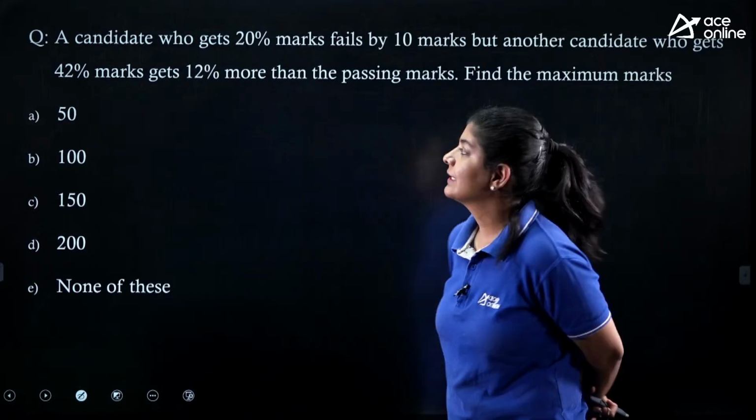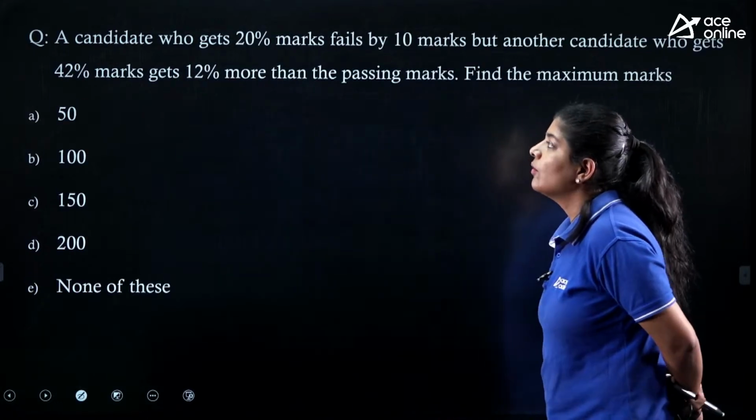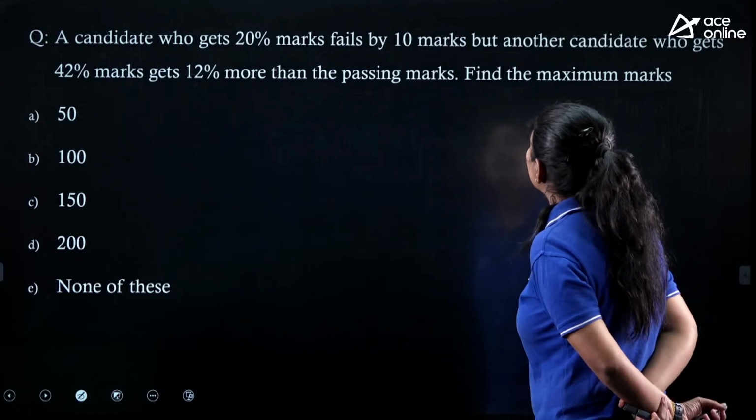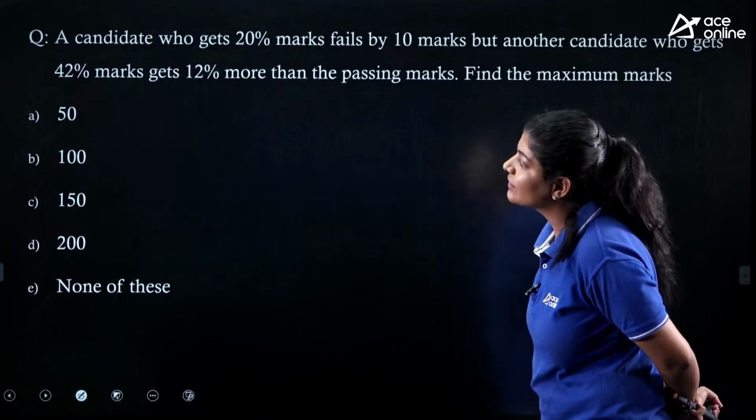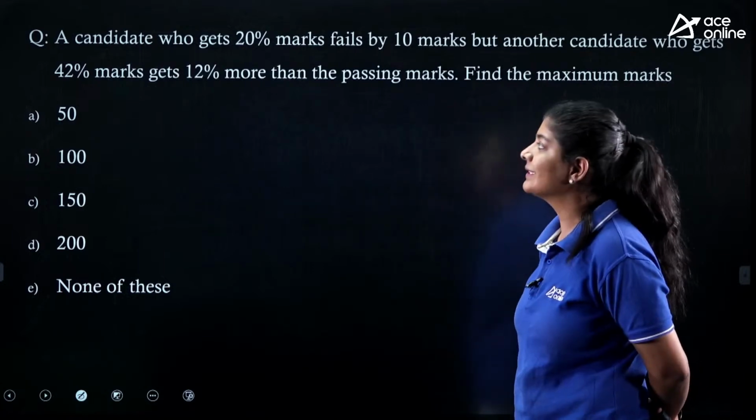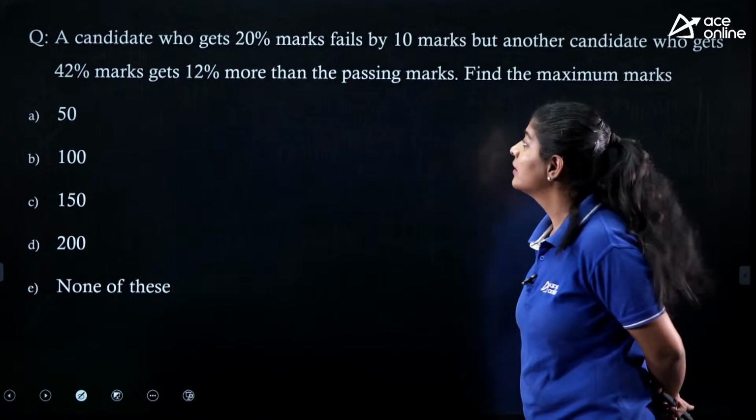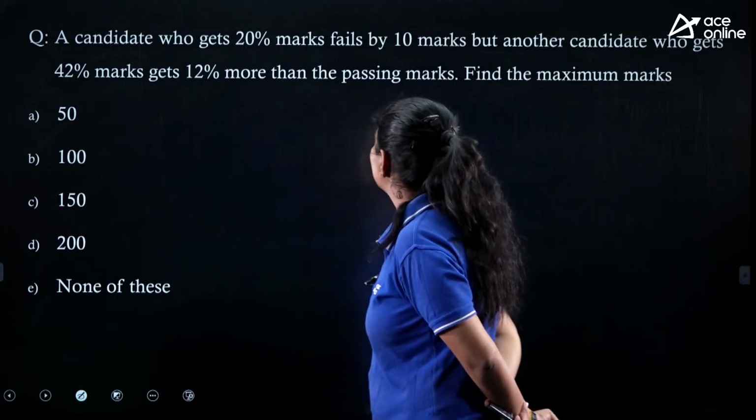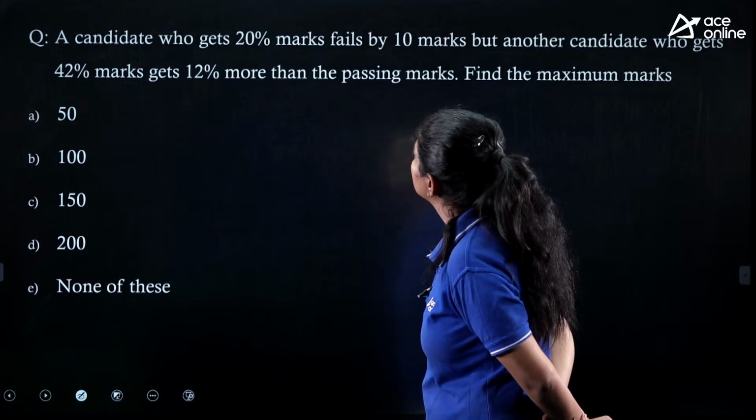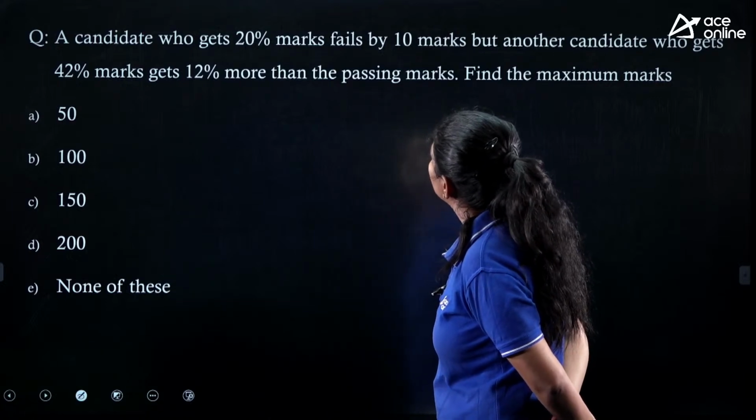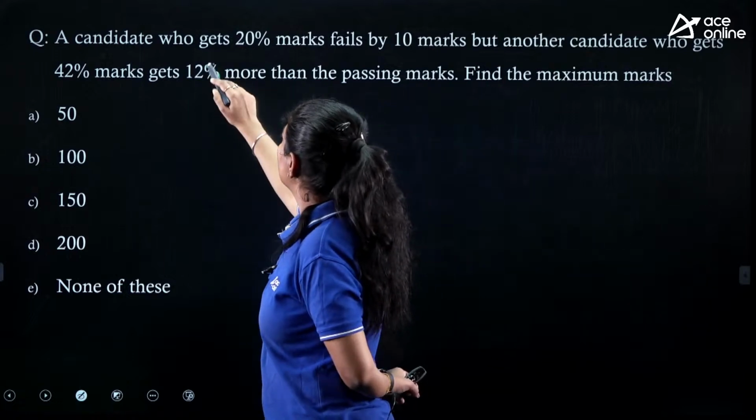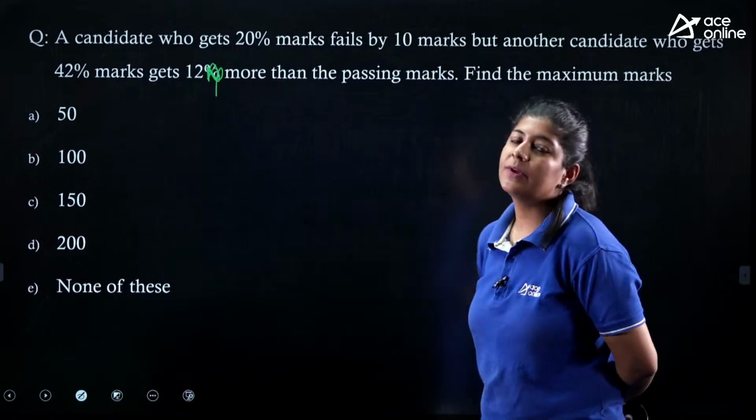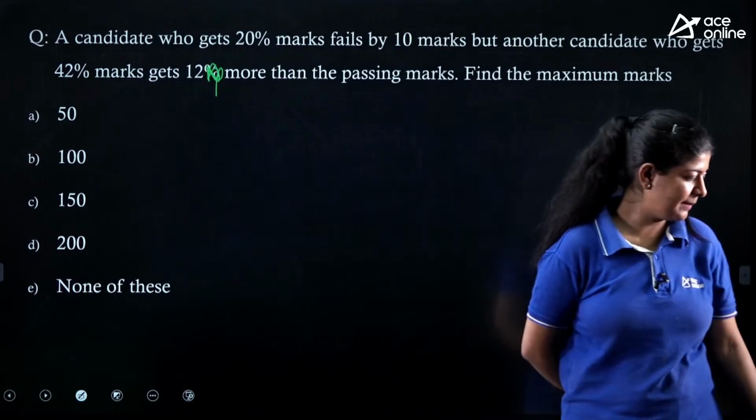The next question says that a candidate who gets 20% marks failed by 10 marks, but another candidate who gets 42% marks gets 12 more marks than the passing marks. Okay, instead of this, just write 12 more marks. Find the maximum marks. What we need to do, we need to find out the maximum marks.